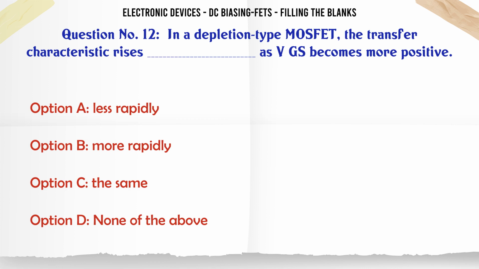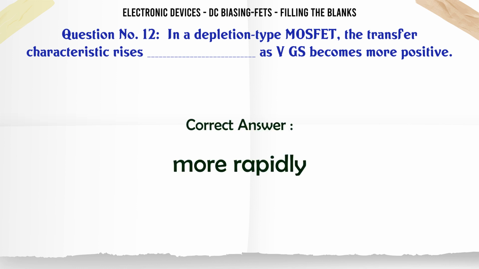In a depletion-type MOSFET, the transfer characteristic rises as VGS becomes more positive. A. Less rapidly. B. More rapidly. C. The same. D. None of the above. The correct answer is more rapidly.